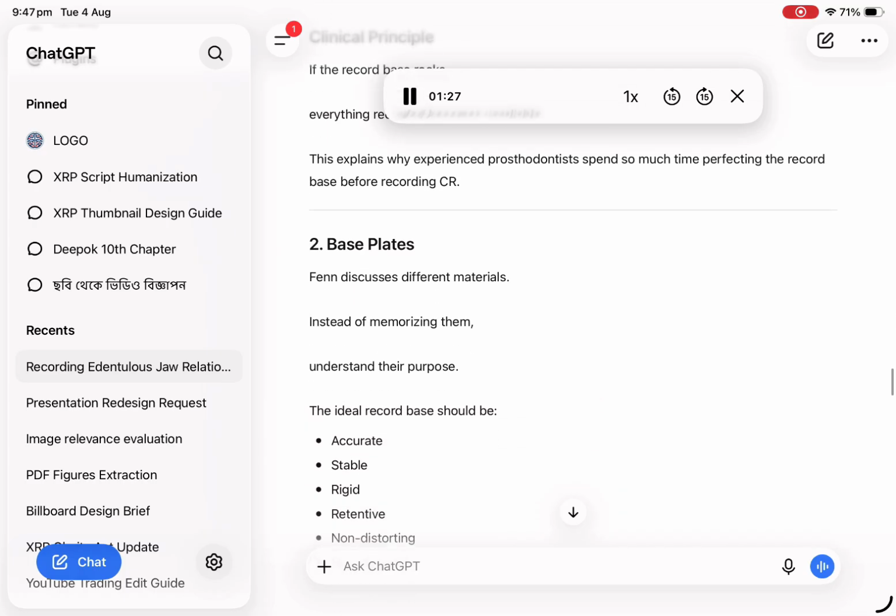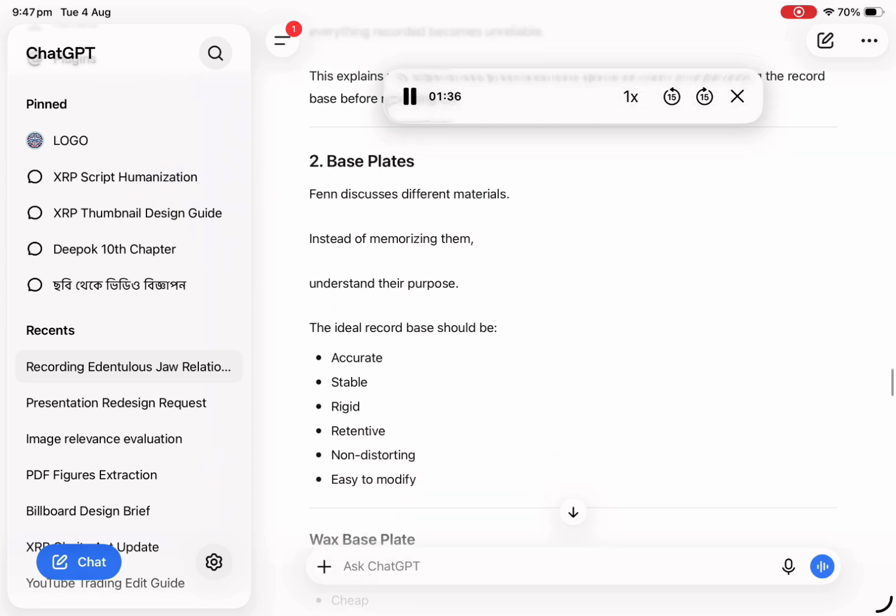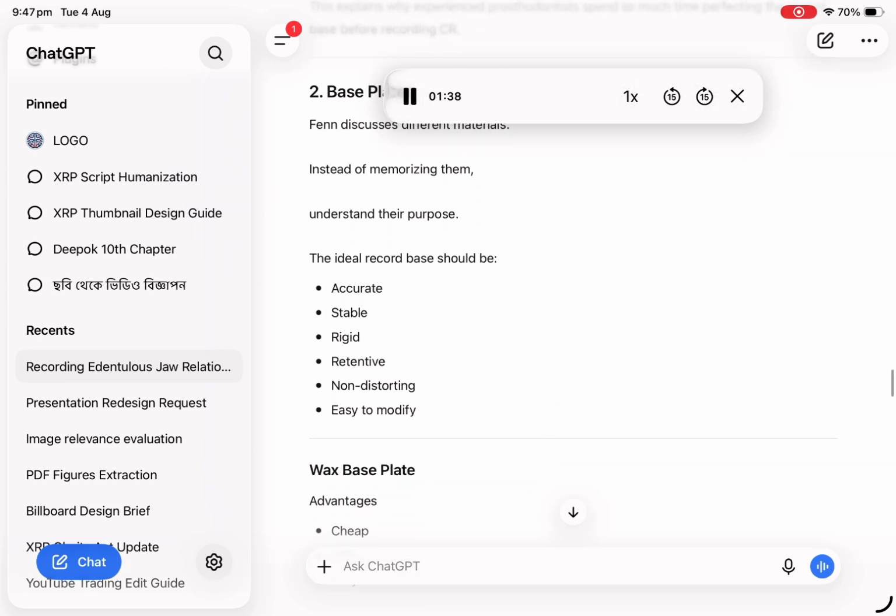Number 2. Base plates. Fenn discusses different materials. Instead of memorizing them, understand their purpose. The ideal record base should be accurate, stable, rigid, retentive, non-distorting, and easy to modify.